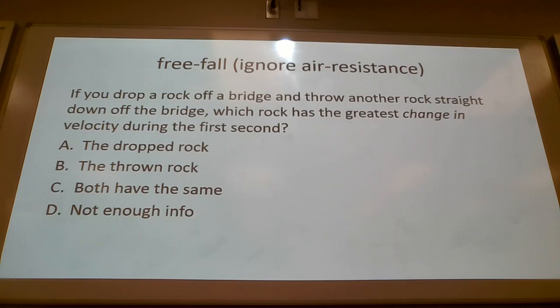The same. After it's released from your hand, what other force besides gravity is affecting the rock? Nothing. Both are in free fall after it's released from your hand. There's no other force acting on it. You're not Jedi-ing it. Okay? So they're both in free fall. Both are experiencing the same acceleration.